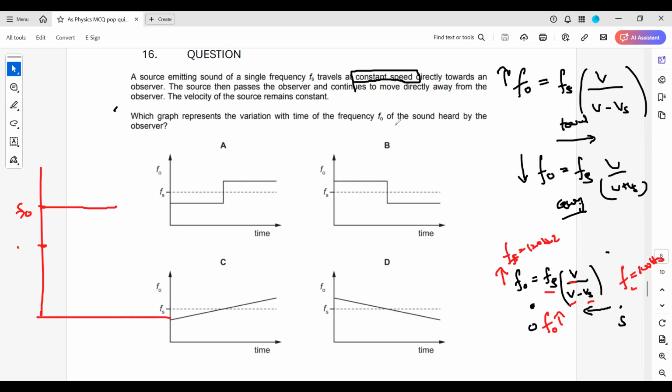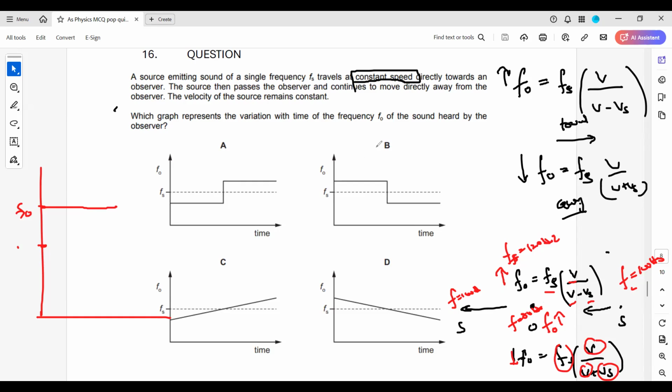In the second part, when the source is moving away, the formula is the observed frequency is the source frequency times V divided by V plus Vs. Again, the frequency which is heard will be lower. If the source is emitting the same 100 hertz, the observer will receive a smaller frequency, let's say 80 hertz, but it will remain 80 hertz. It will not change, because the speed of the wave is not changing and the speed of the source is also not changing. So the change will be there, but it will be a constant value.